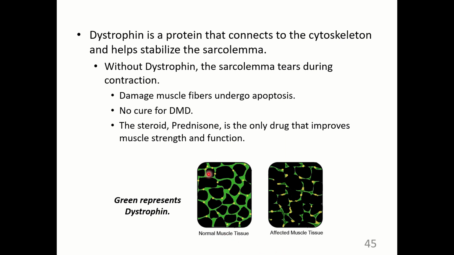This illustration shows dystrophin. In a normal muscle tissue, we can see a healthy amount of dystrophin connecting the cytoskeleton of the muscle fibers. In the affected muscle tissue, we see the dystrophin breaking down. This will cause the cells to atrophy as they undergo apoptosis. The muscles will atrophy and lose mass.